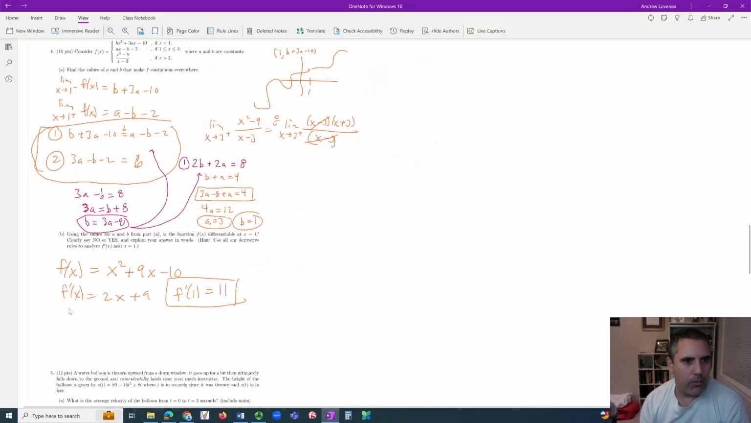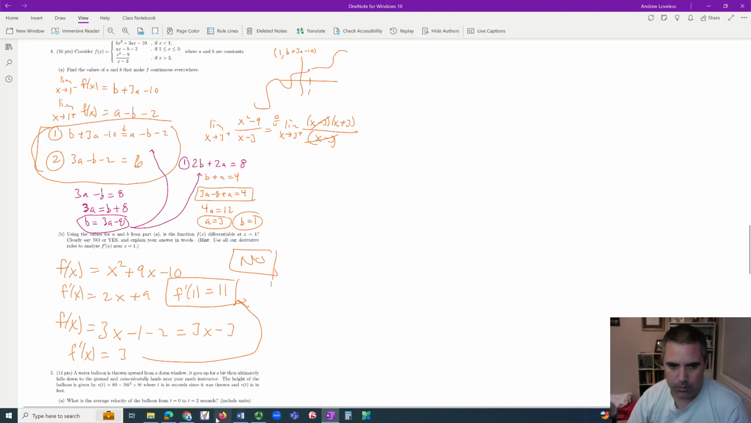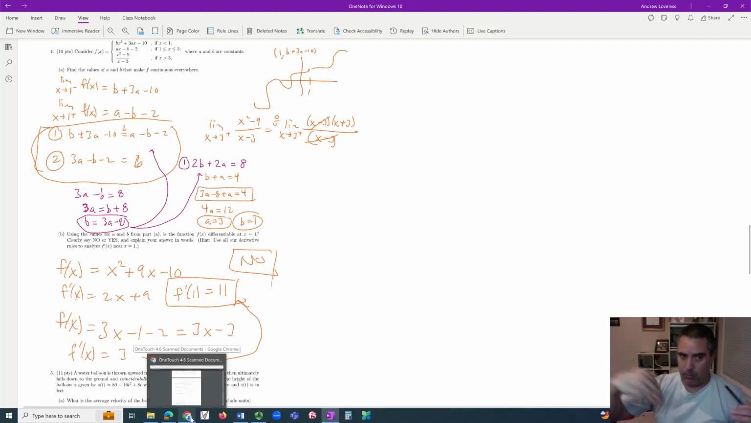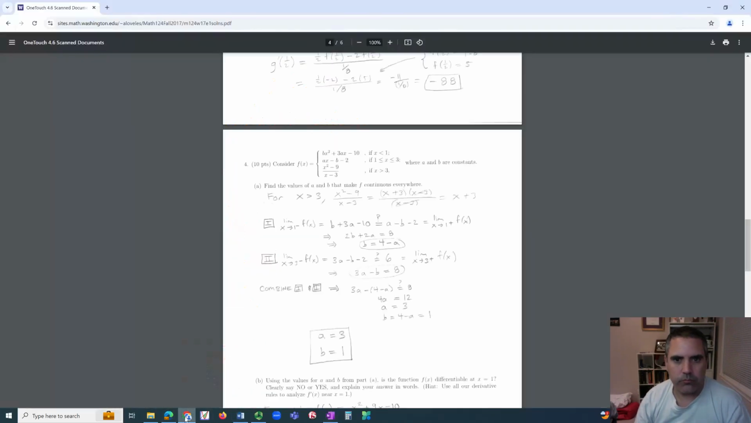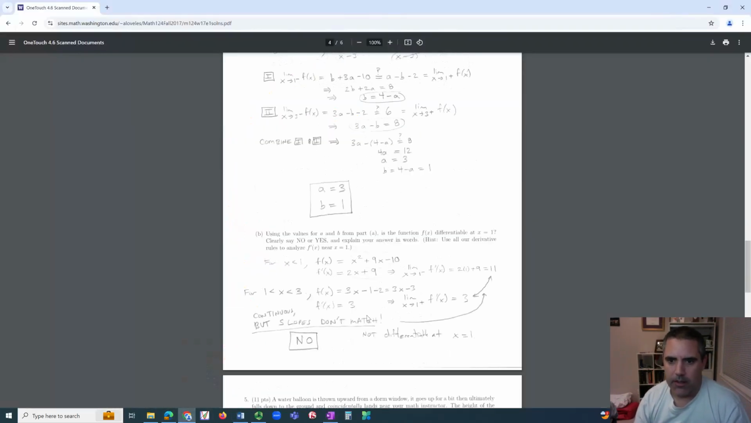What about from the right? Well, on the right side of it, the function is ax minus b. So let me just write it out here. 3x minus 1 minus 2. So it's 3x minus 3. What's the derivative there? It's 3. Is 3 the same as 11? No. Not differentiable. So their slopes aren't the same. On one side the slope's 11, on the other side the slope is 3. They don't match. 3 is not 11.